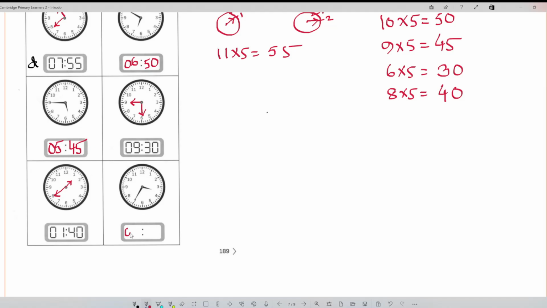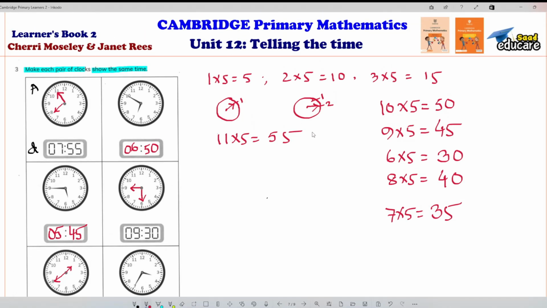It means it should be 3. And the minute on 7. 7 means what? 7 times 5 is 35. So we can write 35. Okay. Done. So in this video we are trying to solve 3 different types of problems.